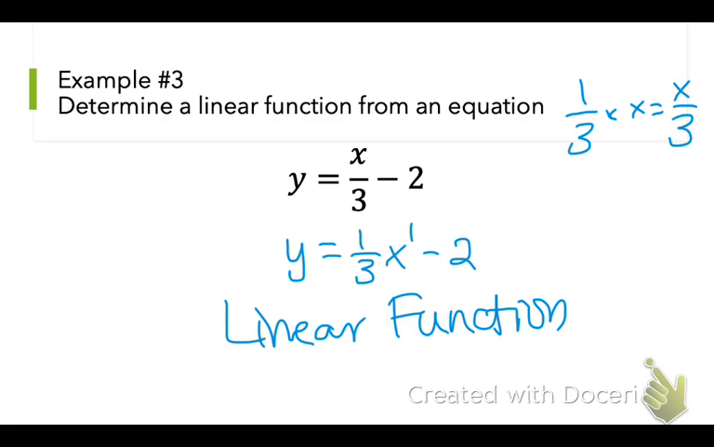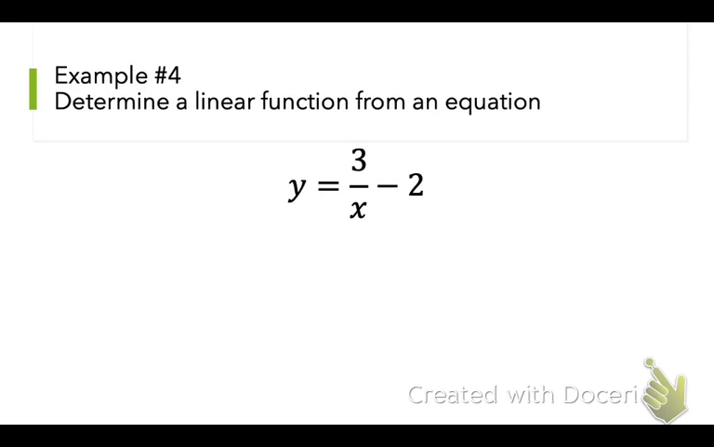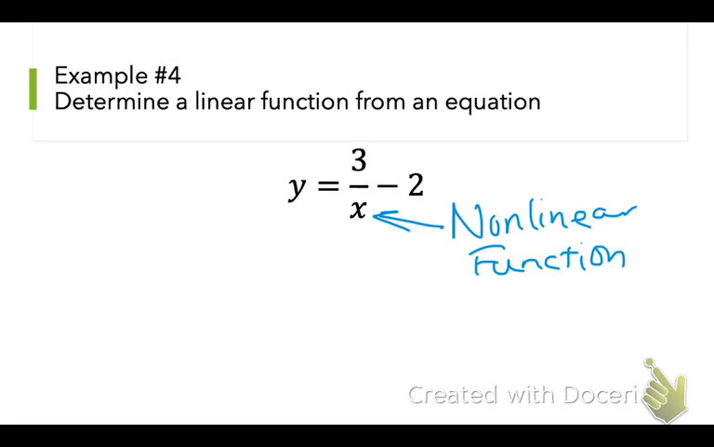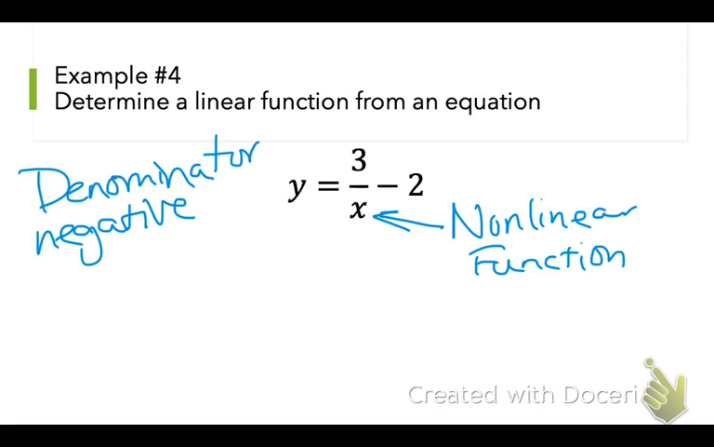Let's look at example 4. Example 4 has the x in the denominator, and that's a big hint. Whenever the x is in the denominator, it's going to be a nonlinear function. Why is that? If we think about the definition of it has to be raised to the power of 1 or 0, if it's in the denominator, it means that it's going to be raised to a negative exponent. So if you ever see it in the denominator, it means it's a nonlinear function.